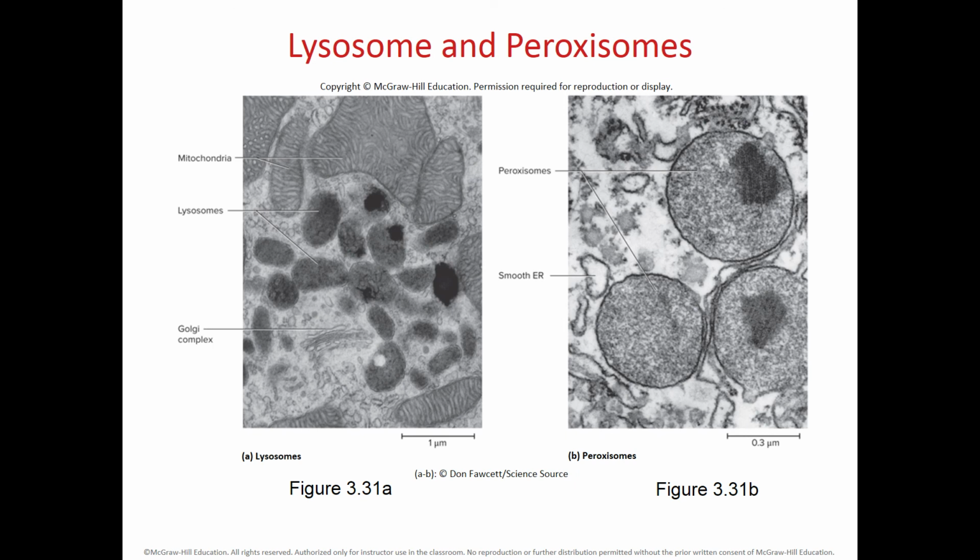So if you look at a microscopic view with a transmission electron microscope, you can see these lysosomes at a low magnification and these peroxisomes at a higher magnification.